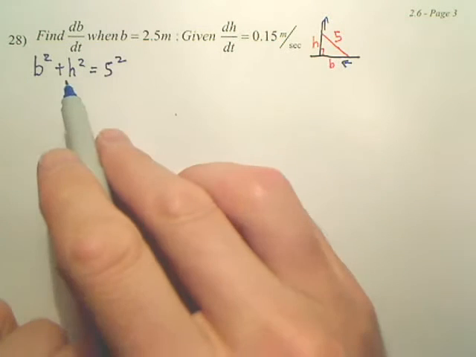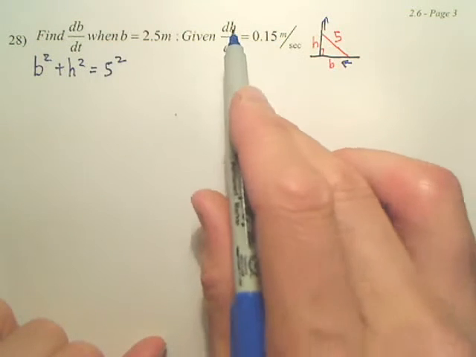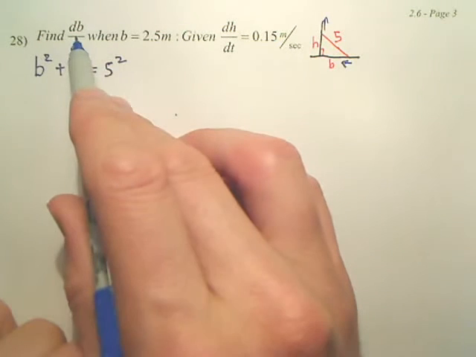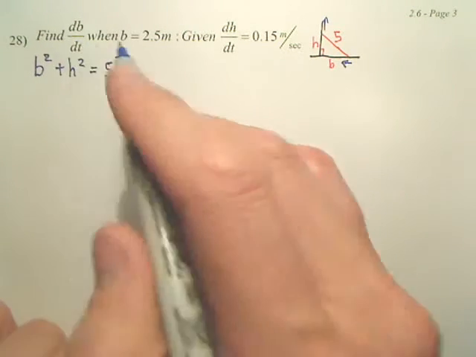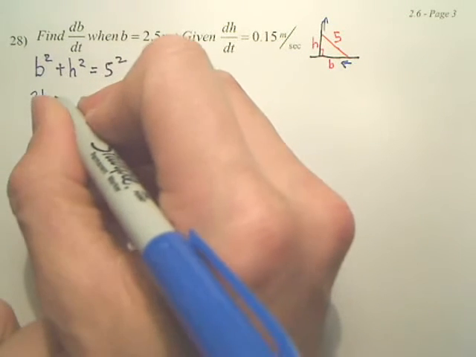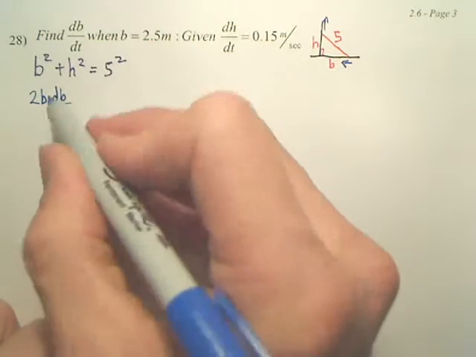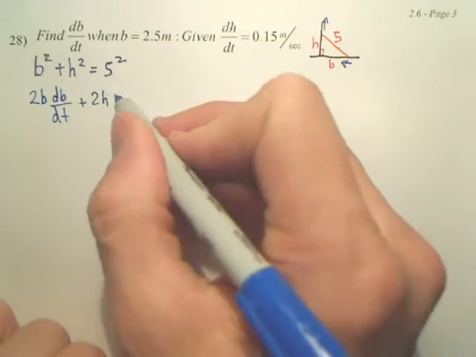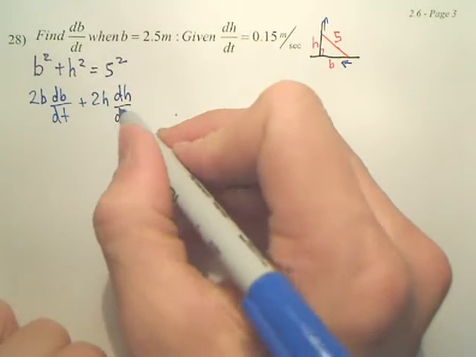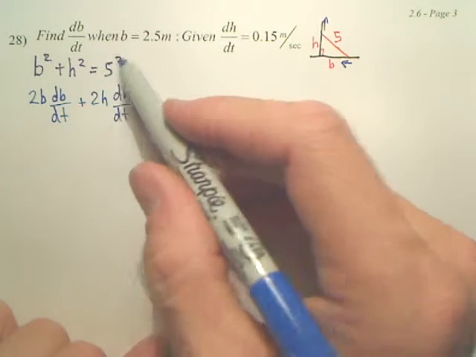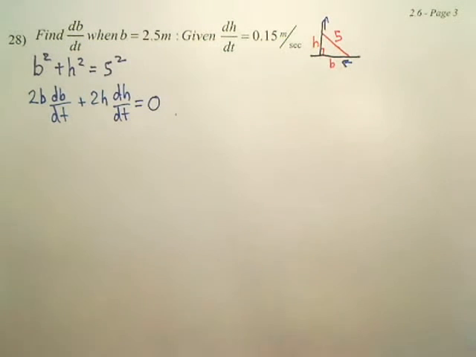All we do, there's my equation, this is the information, this is the rate at which the height is changing, this is the base we're going to be dealing with. We're trying to find the rate of change of the base. So we derive this where it's at. This would be 2b dB/dt plus 2h dH/dt equals, when you derive this, it's worthless. Okay.